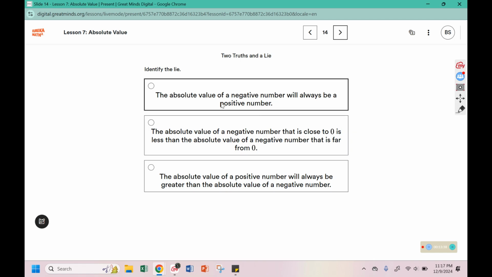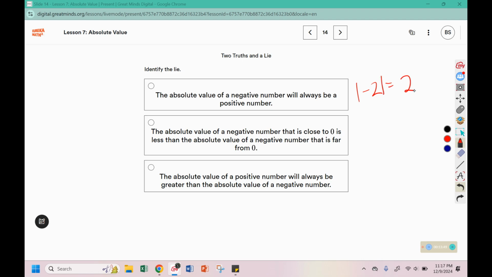Identify the lie. The absolute value of a negative number will always be positive. -2 is 2 away from 0, so that's true. It should always be a positive. The absolute value of a negative number that is close to 0 is less than the absolute value of a negative number that is far from 0.